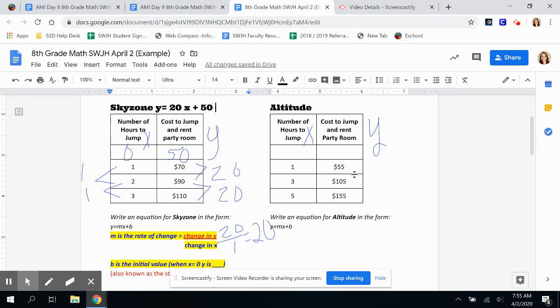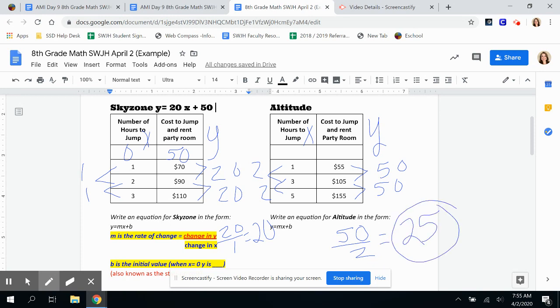Now let's do this for Altitude. What is our change in y? From 50 to 105, we are going up by $50, and from 105 to 155, we're going up by $50. The change in x is going up by 2, from 3 to 5 is 2. So we have a constant rate of change. We take our change in y, which is 50, and divide by our change in x, which is 2, which gives us a rate of change of 25.